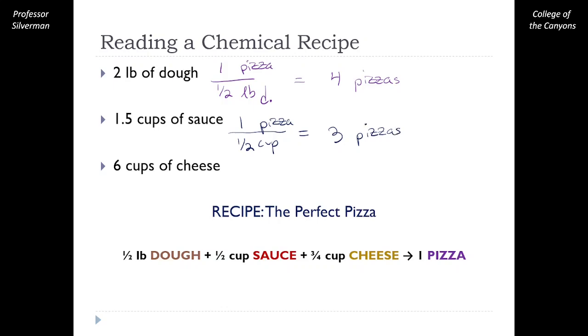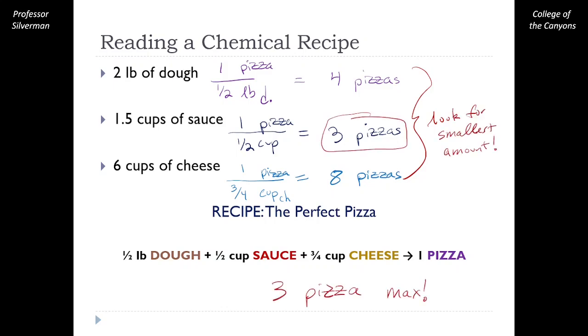Well, we have enough sauce for 3 pizzas and enough dough for 4 pizzas. Can we actually make 4 pizzas? No, because we'll run out of that pizza sauce. You can't make the perfect pizza without exactly that much sauce. If we run the numbers for our cheese, we have enough cheese here to make 8 pizzas. But again, we run into this problem. We need to look for the smallest amount. Based on these ingredients that we're starting with, we don't have enough of our sauce to keep going after we make 3 of those pizzas.